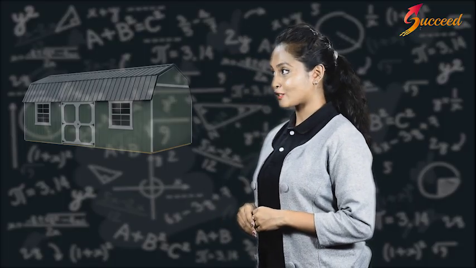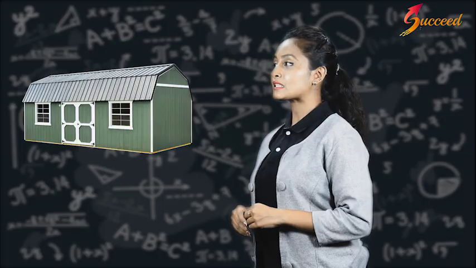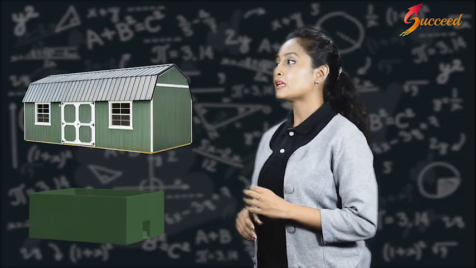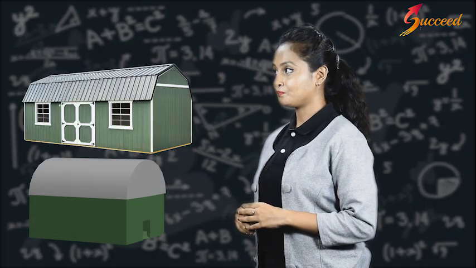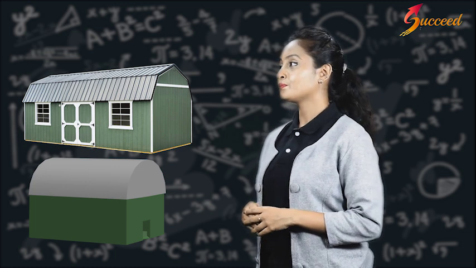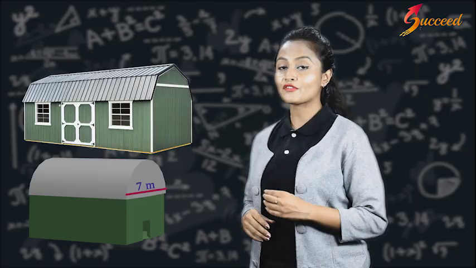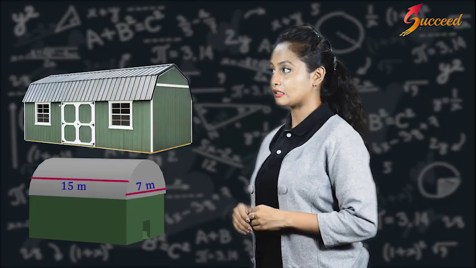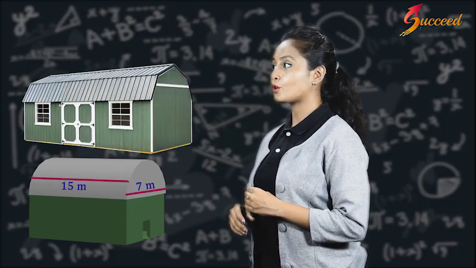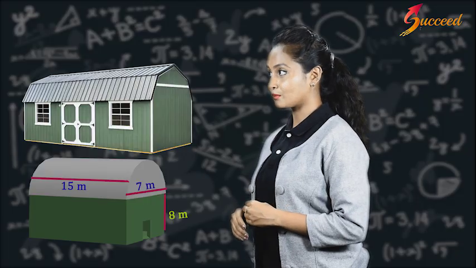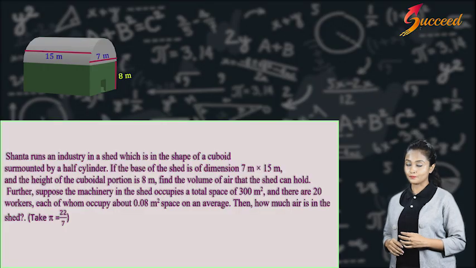Shanta runs an industry in a shed which is in the shape of a cuboid surmounted by a half cylinder. Take a look at the picture. If the base of the shed is of dimension 7 meter into 15 meter and the height of the cuboidal portion is 8 meter, find the volume of air that the shed can hold.